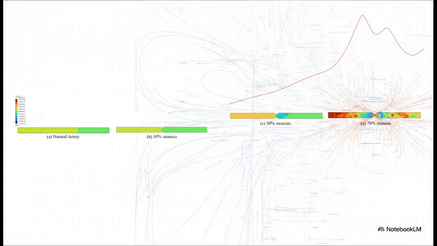Now, shifting over to the pressure contours, notice how the upstream pressure just dramatically builds up in that 70% case. See that deep red zone? That happens because the blood requires a massive amount of extra mechanical force to push through the stricture. A healthy artery barely resists the flow, right? But a stenosed one? It acts like a dam, forcing the heart to work exponentially harder.